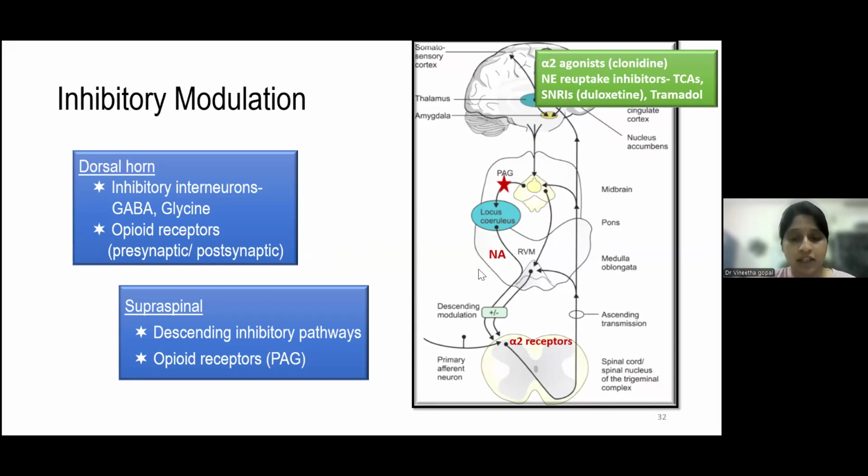So in that manner, tramadol has an important role in inhibitory modulation. But other opioid receptors also have a role in inhibitory modulation, because in some supraspinal pathways there are opioid receptors. For example, in the periaqueductal gray, opioid receptors are there. So other opioids also help in inhibitory modulation. But this particular very important pathway from the periaqueductal gray and locus ceruleus is mediated through noradrenaline. So these drugs help there.